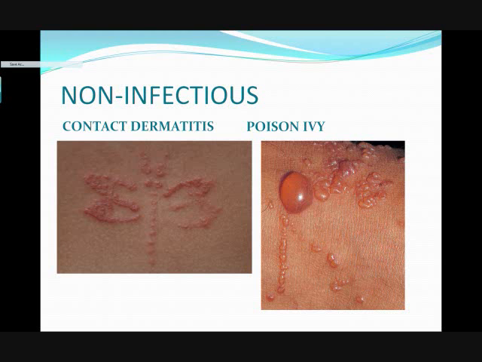So this is an example on the left of contact dermatitis. This is as a result of something on the skin. It looks like it was a dragonfly tattoo or maybe a sticker, something that was on the skin that the patient is directly allergic to. They're going to get, in the same shape, a raised pruritus of some sort. On the right is a picture of poison ivy. Those are non-infectious dermatitis or skin disorders.